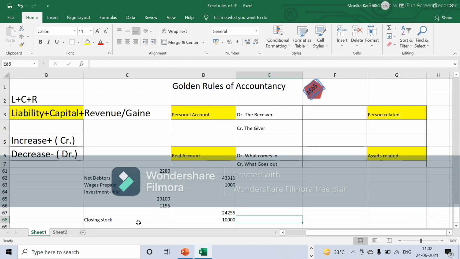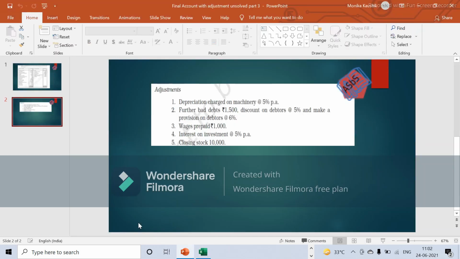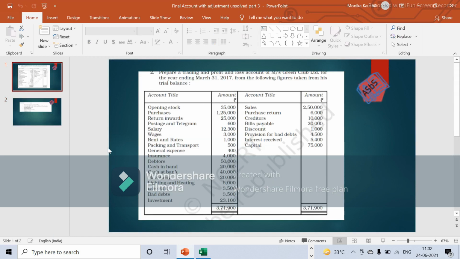10,000. Guys, final account with adjustment, all the numericals will take time. So just give time and understand each and every statement given in the adjustment and every term which is given in the trial balance. Otherwise, you will have to recalculate it again and again, and that will take a lot of time. So in the first go, it is better that you take your time and understand the concept.